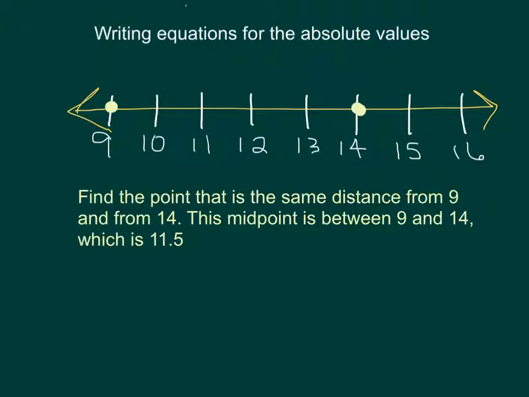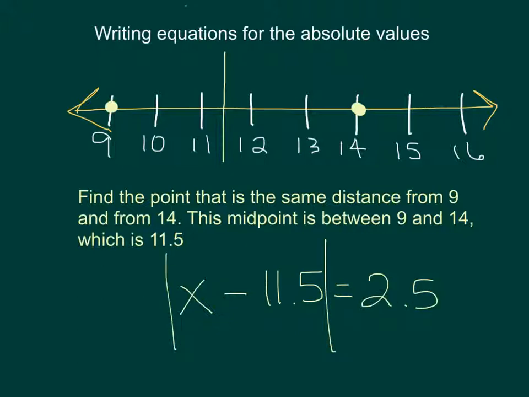When writing equations for absolute values, it can get a little tricky. You want to find the point that is in the middle of the two numbers. So for this example, we have 9 and 14. The number that's in the middle would be 11.5. The distance from 9 to 11.5 is 2.5. The distance from 14 to 11.5 is 2.5. So now we can begin writing our equation. You set your variable x minus the middle point number, which is 11.5 in this case, equals the distance from our point to our middle point, which we said was 2.5. And then you place your absolute value bars around your variable and your middle point.